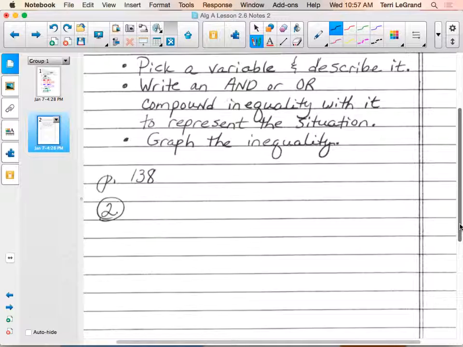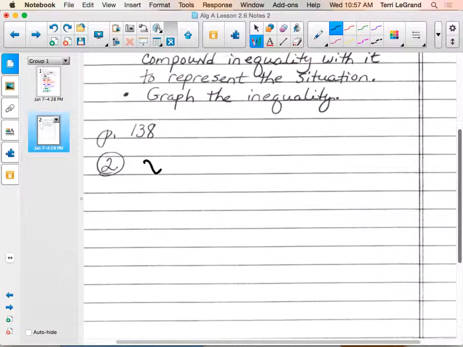So write a compound inequality to show the temperatures that are within the recommended range. Graph the solutions. Now, sometimes I think students find it easier actually to graph first and then write the compound inequality. But what's the first thing we're going to do though? We're going to pick a variable and describe it. So what variable should we choose? X? Okay, I heard X first, we'll go with X. X is what? What is X? The temperature in the iguana's cage. Okay, the temperature in the iguana's cage.